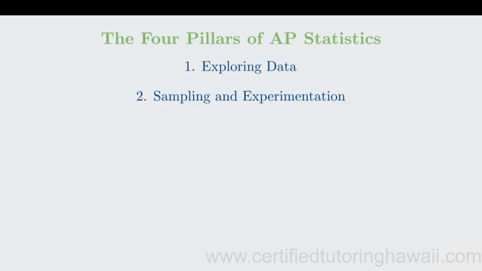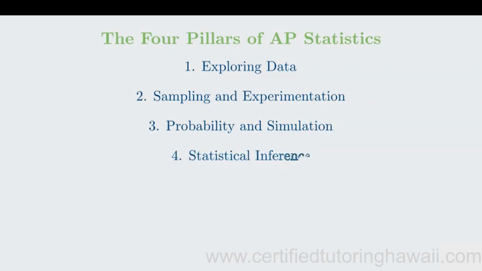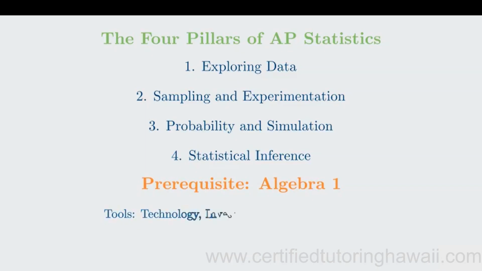Third, probability and simulation provides the mathematical foundation for anticipating what the distribution of data should look like under certain conditions. And finally, statistical inference is where we use our data to make formal conclusions about a larger population with a calculated level of confidence. Because this is a non-calculus-based course, the primary prerequisite is a strong foundation in Algebra 1. You will be using technology, performing investigations, and doing a significant amount of technical writing to explain your findings.